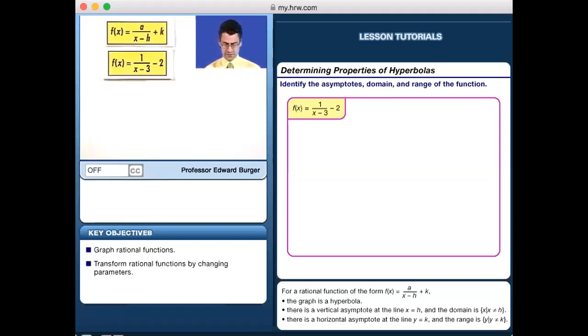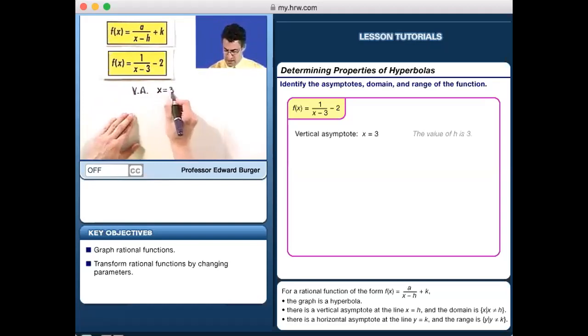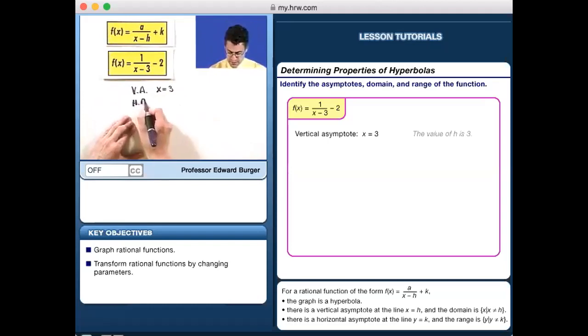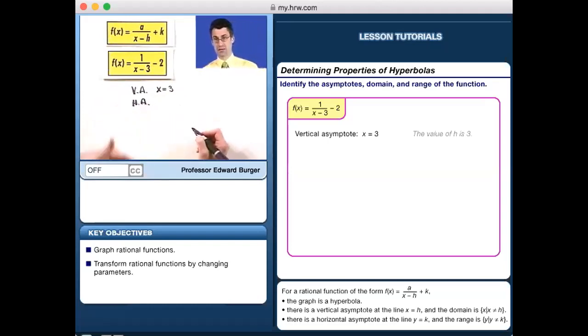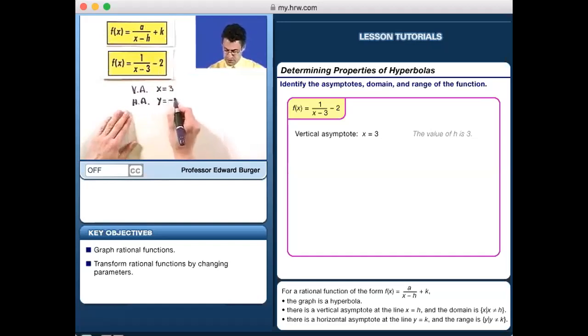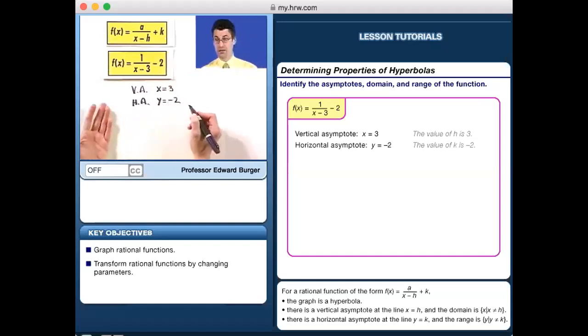So let's first of all figure out the vertical asymptotes. Well, vertical asymptote, that means where, in fact, we are not allowed to be for x. So that's where the denominator equals 0. So x minus 3 equals 0, which means x equals 3. So x equals 3, which does indeed describe a vertical line, is going to be the vertical asymptote. What about the horizontal asymptote? That's going to be a y equals something. What happens as the x's get really, really, really, really big? Well, this actually makes this whole thing drop to 0, and I'm left with negative 2. Y equals negative 2.